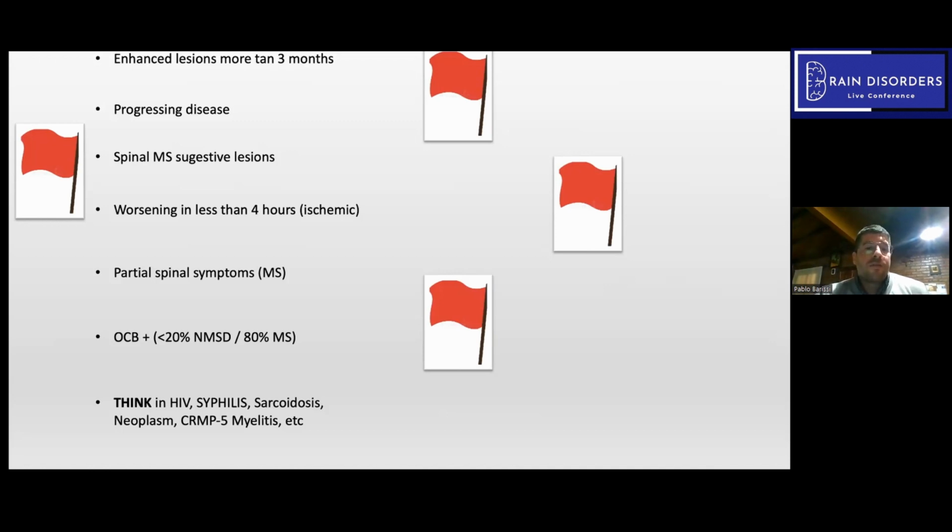Worsening in less than 4 hours, like diencephalic, area postrema, myelitis, encephalic. All this could be ischemic or hemorrhagic as well. Partial spinal symptoms could be MS more than NMO. OCB positive, less than 20% in NMO, but up to 80% in MS. And we always have to think of HIV, syphilis, sarcoidosis, neoplasm. The CRMP5 myelitis is really difficult to differentiate from NMO.